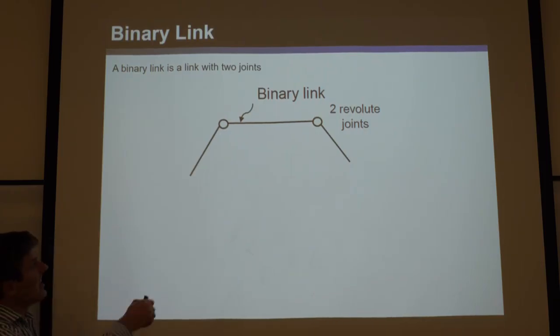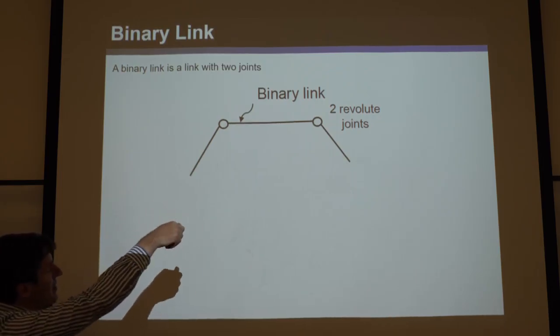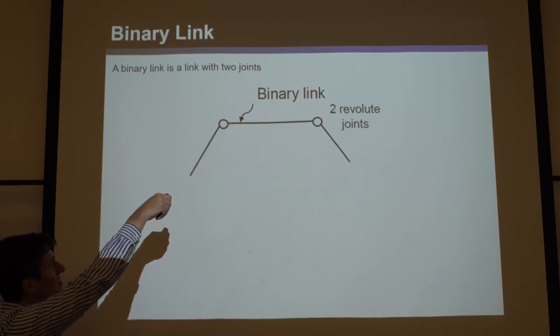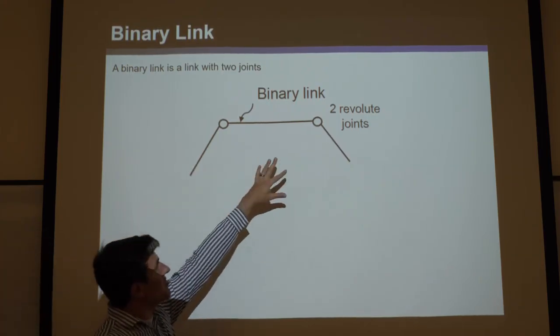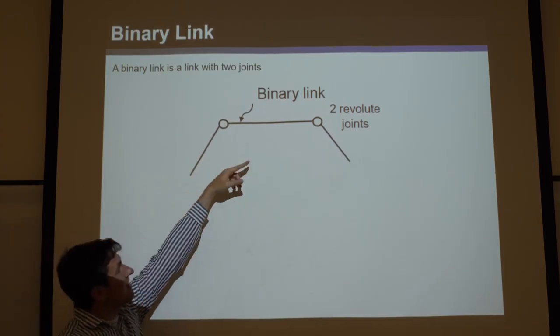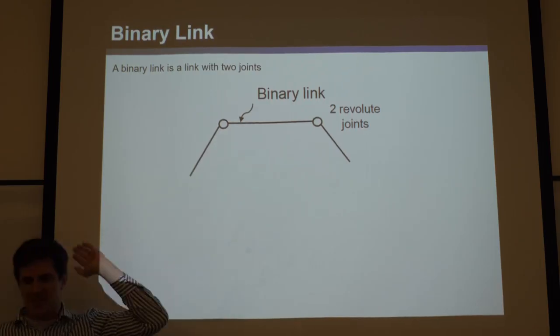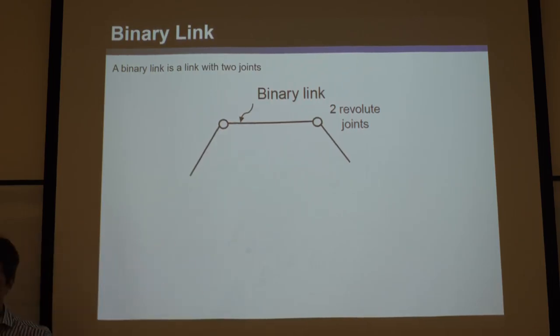So in this case, we have this, I guess it's not a mechanism because it's not a closed thing, but we have 3 links, and these 2 are joined together by this revolute joint, those 2 are joined together by that revolute joint. But this one in the middle here, it has 2 joints on it, 2 revolute joints. It doesn't matter how many degrees of freedom they have. It doesn't matter whether it's low or higher order pair. None of that matters. Just it has 2 joints on it, so it's a binary link.